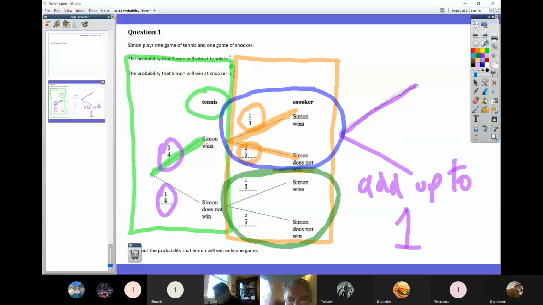So why is it repeated? Well, the reason it's repeated is that the one in blue is the snooker if Simon wins at tennis, and the one in dark green is the snooker if Simon doesn't win at tennis. And it has no effect on the snooker. That's why it's just repeated. So that's just reminding you about how these probability trees work. And let's go and answer the question now.